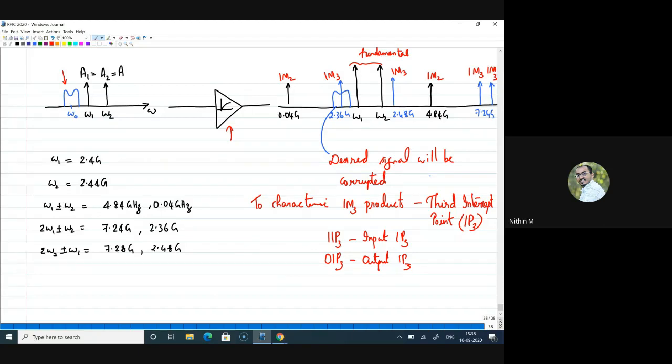Probably you have understood that out of all the components, IM2 and IM3 are critical. In IM3 also different terms are critical, the ones that fall closer to the fundamental. Why closer to the fundamental is important is because your interference will be close to the desired signal. So the difference IM3 products also can fall on the desired signal.